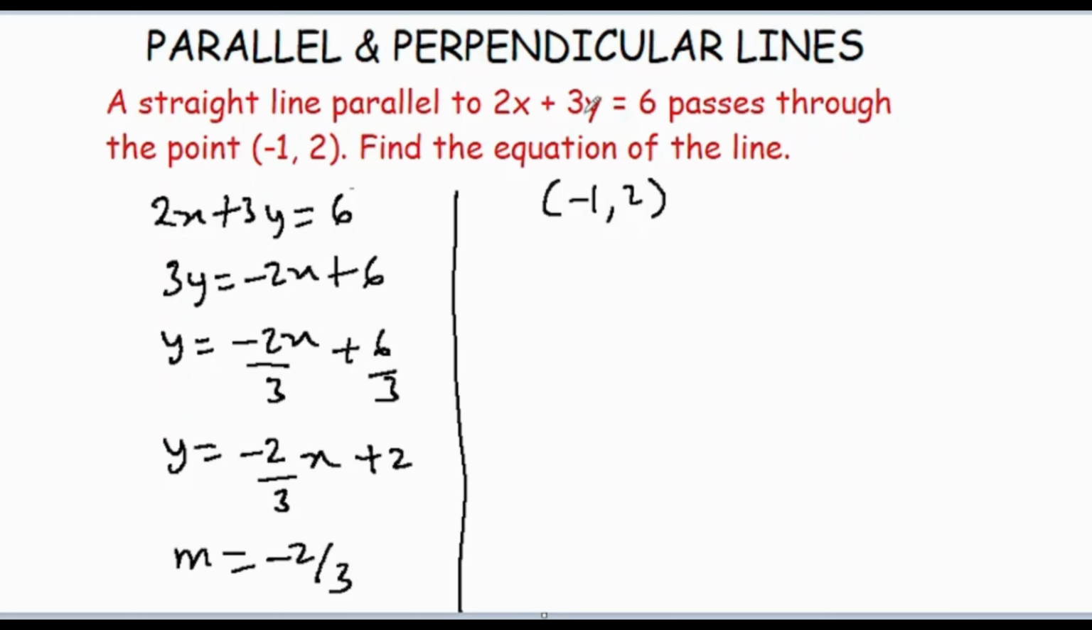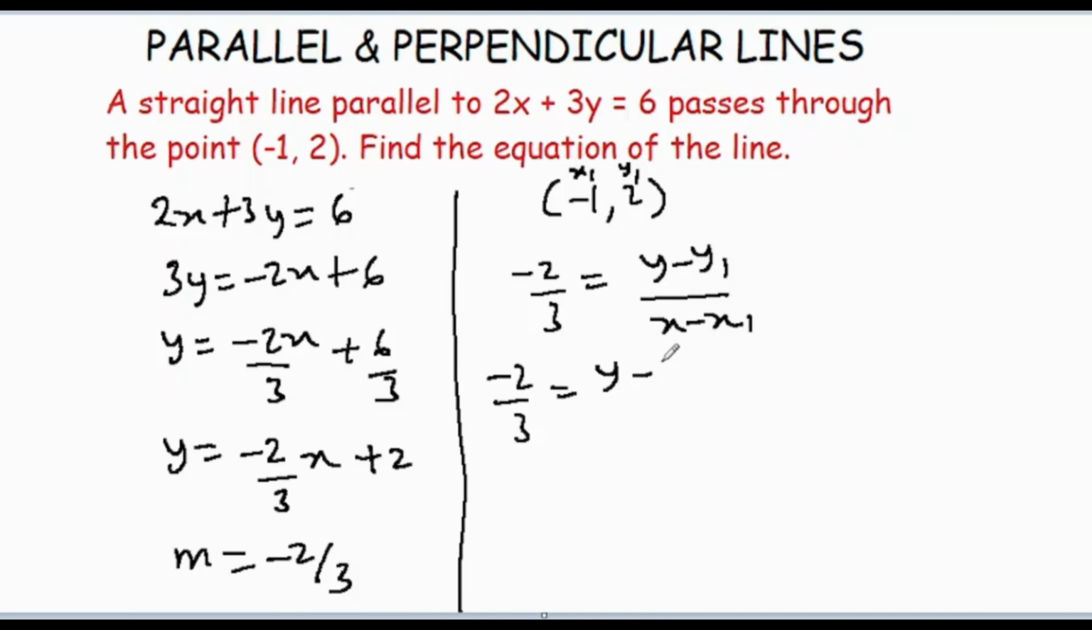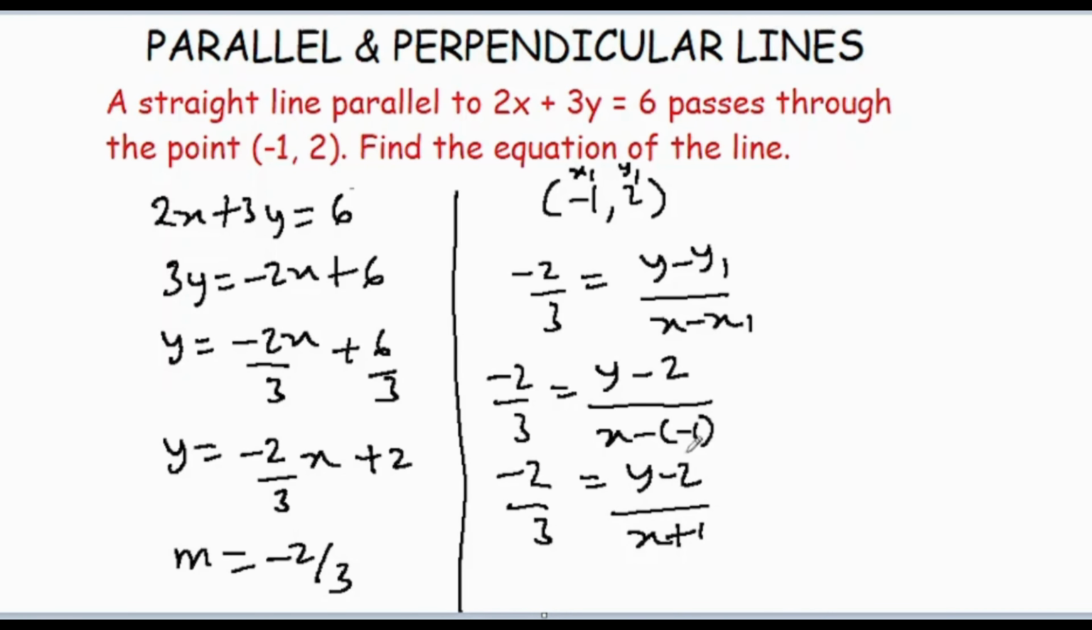So if it's going to be parallel to that equation, then the slope has to be the same. So we take this to be our x1 and this is our y1. So negative 2 over 3 is equal to y minus y1 over x minus x1. These are slope negative 2 over 3. So we have negative 2 over 3 equals y minus our y1, which is 2, over x minus our x1, which is negative 1. So negative 2 over 3 is y minus 2, and the denominator here becomes x plus 1, since negative times negative is positive.